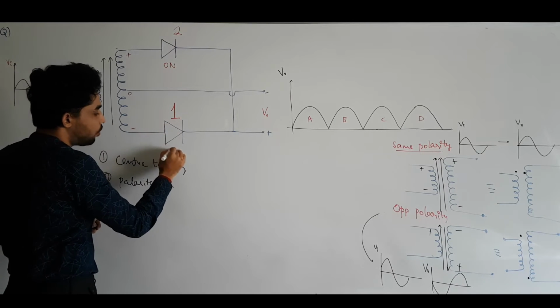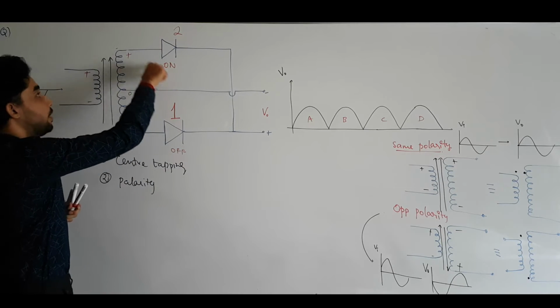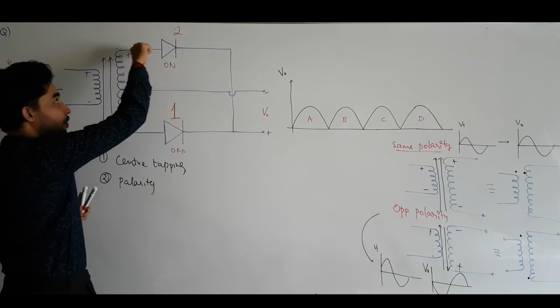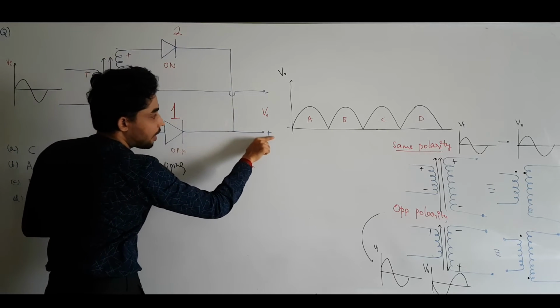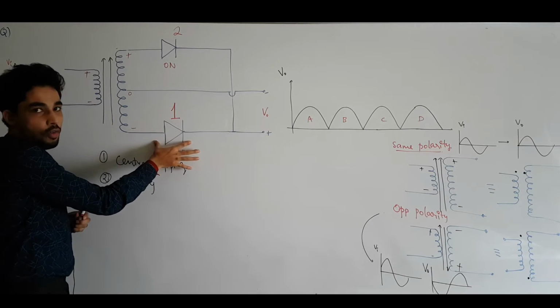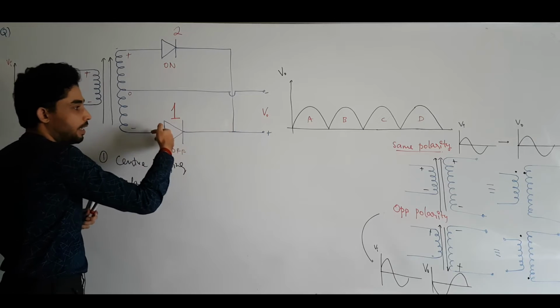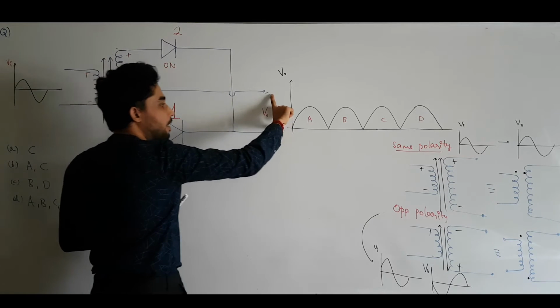That means this diode will be off. Since this diode is on, or conducting, the induced current will flow like this, in this path, and it will come at the output. It won't go through this path. Why? Because this will be off and there won't be any conducting path here. So the entire current flow will be like this and it will come at the output.